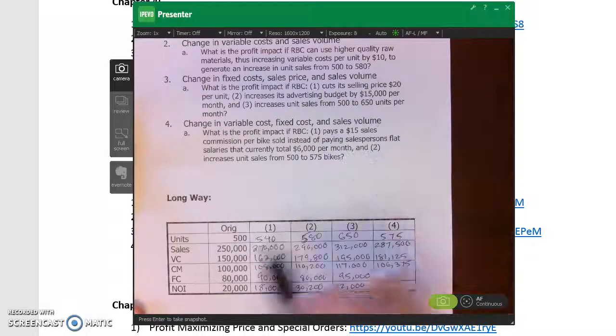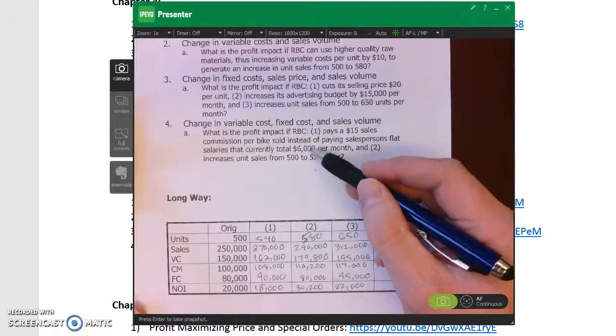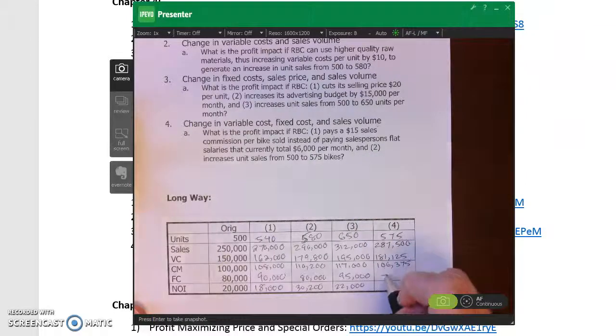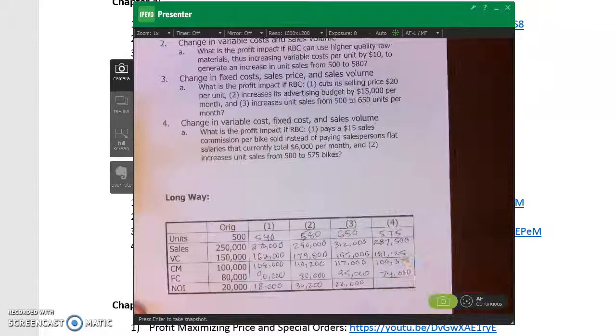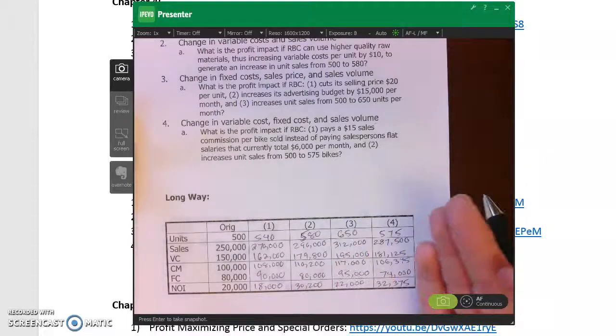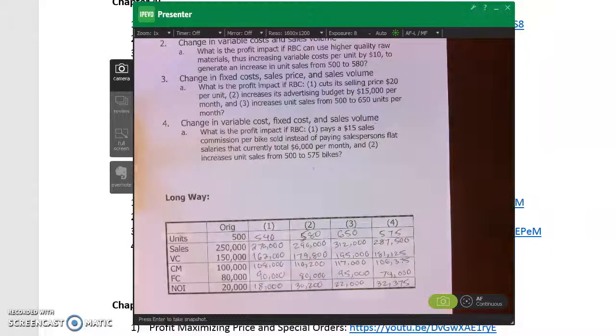Now, it says I decrease my salaries by $6,000 per month. Salaries are a fixed cost, so it goes from $80,000, decreased by $6,000, so therefore it becomes $74,000. And then I subtract the two, and I get $32,375. This gives us the highest net operating income, so therefore that would be the best option. Okay? So again, this is kind of doing it the long way.